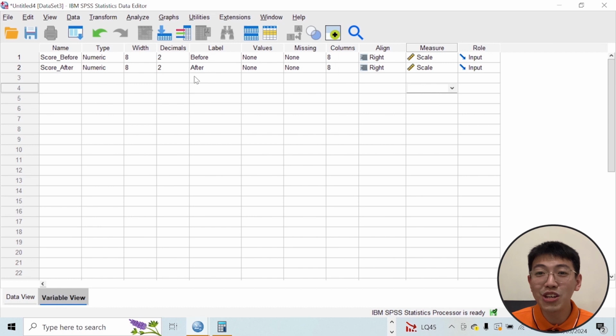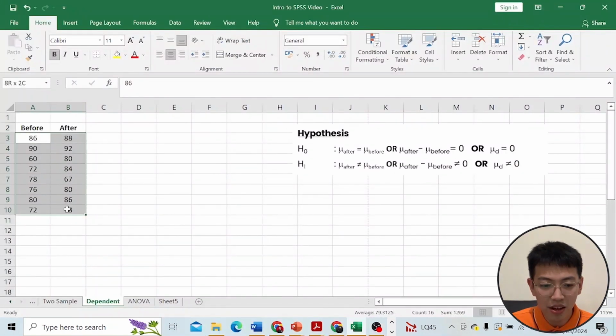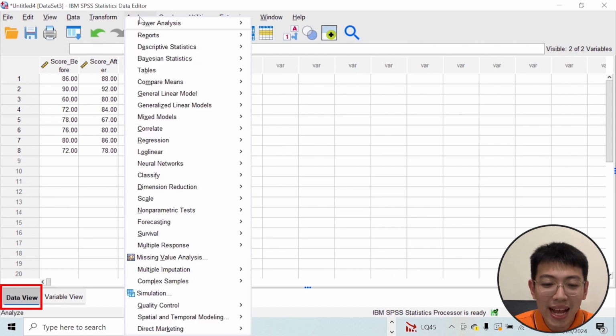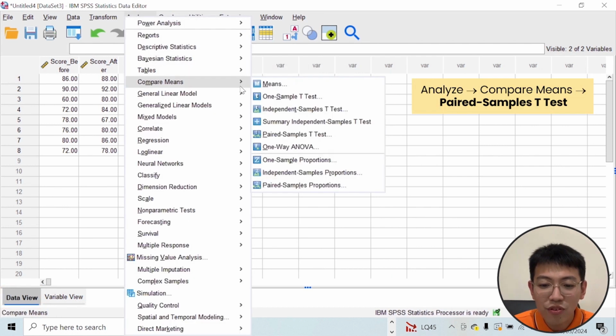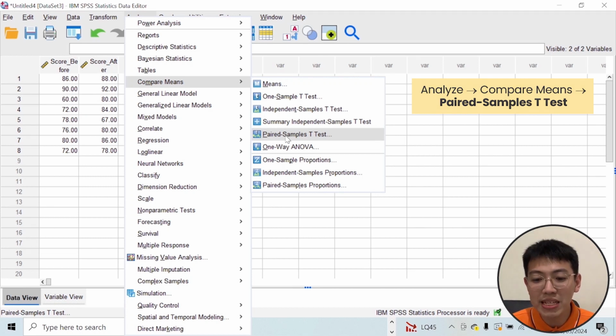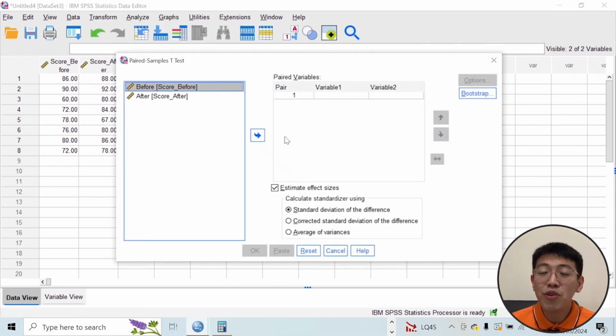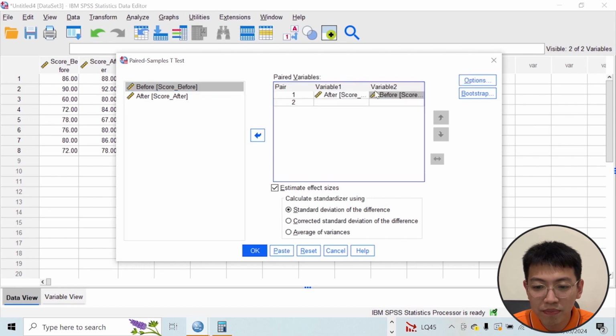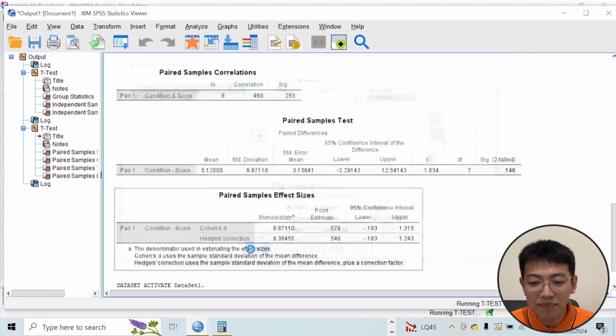Alright, now let's copy the data. This is the data we copy, input it into SPSS. In the data view, paste. Alright, this is the step. Analyze, compare means, we choose paired sample t-test. So the dependent sample t-test is the same as the paired sample t-test. Since we want to compare after and before, right? After minus before. So the first variable will be after. Input it here. Okay, and then the second one will be before. Alright, now okay.